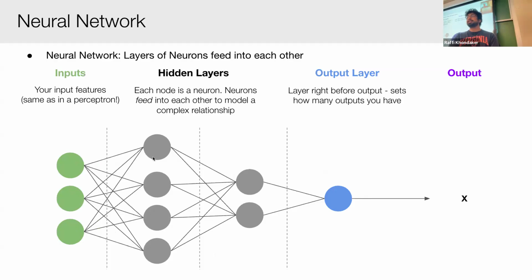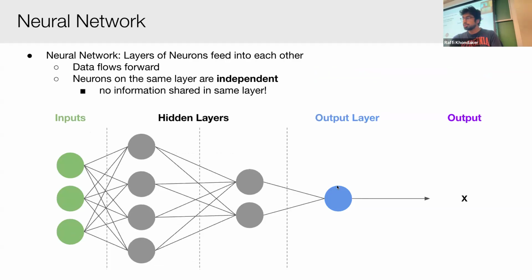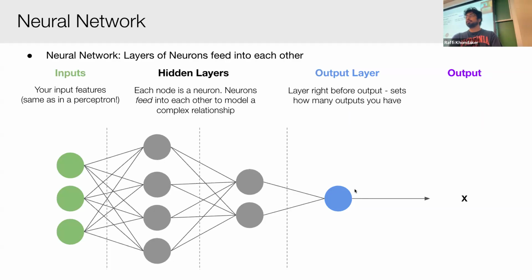Hidden layers are your intermediary stacks of neurons, right? With your hidden layers, you have the outputs of your previous layer feeding forward into them. Each neuron has an output that then feeds into the next hidden layer, right? Your output layer is also a neuron, but it controls the number of outputs you have, right?